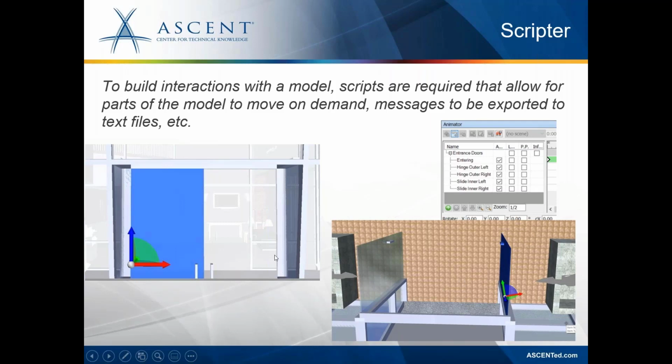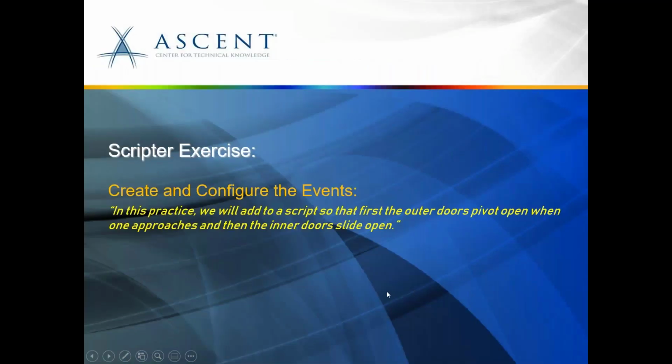So for the exercise that we did in the book, the outer door swings, pivots open as you open or close the door. The inner doors slide open, so we actually move the doors laterally. So in this practice, we will add the scripts first to the outer doors to have them pivot, and then as we approach the inner door, it will slide as well.